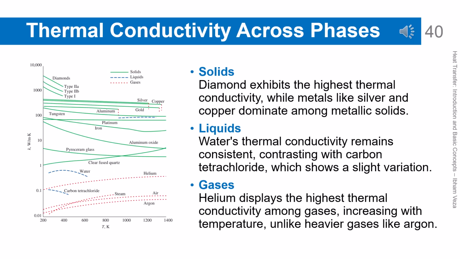Thermal conductivity across phases. In the solid, diamond has the highest thermal conductivity, while silver and copper dominate among metals. In the liquid, water shows a relatively stable value compared to other liquids. In the gas, helium has the highest conductivity, and its value increases with temperature. These differences across phases show the strong influence of microscopic structure and mechanisms. This demonstrates that thermal properties strongly depend on the physical state of the material.